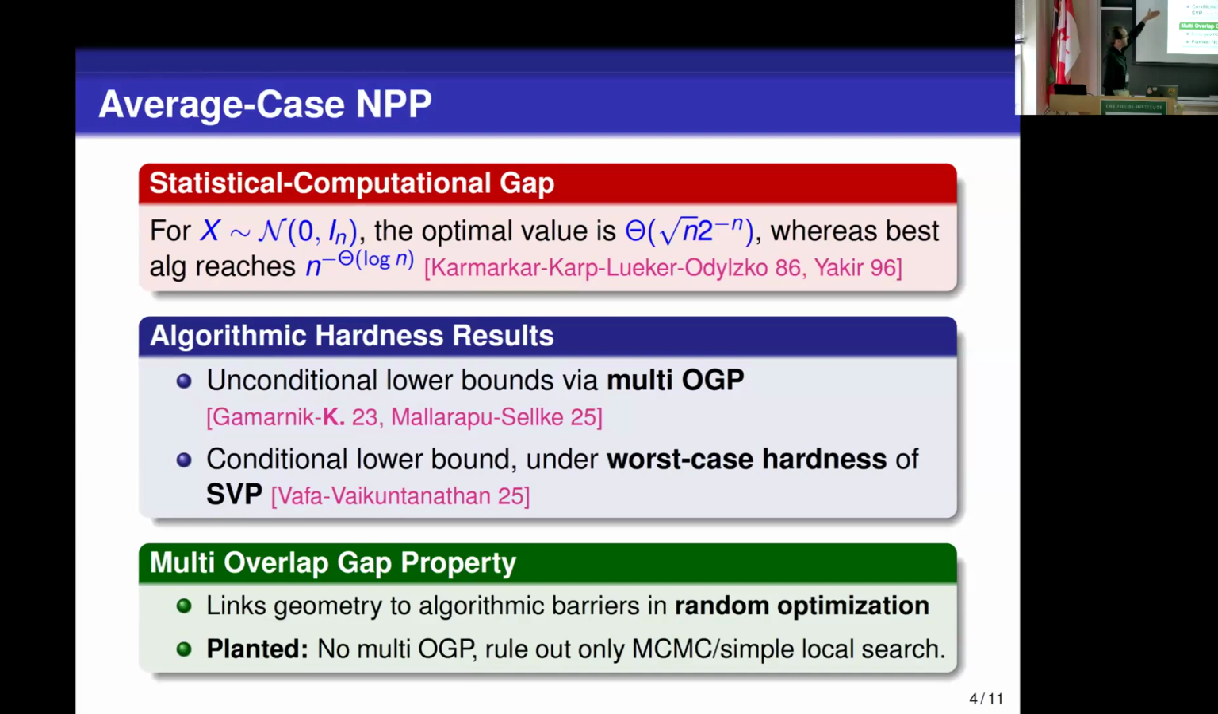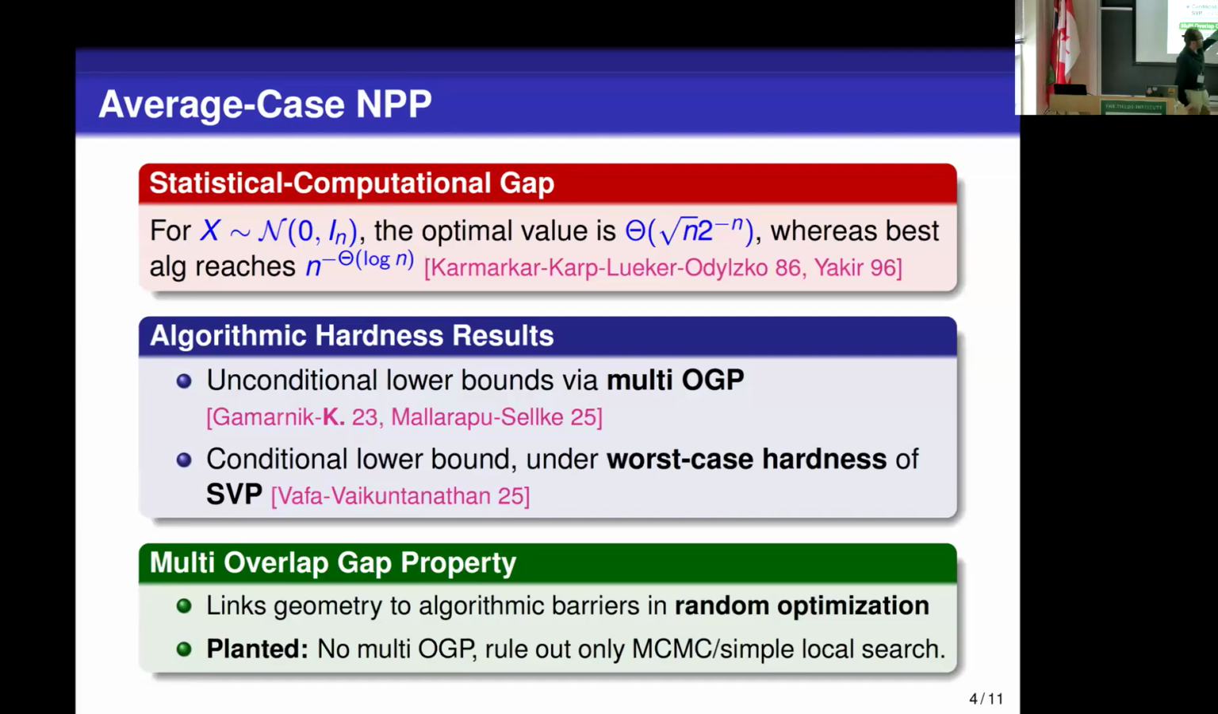A couple of relatively recent hardness results: even though this is an old model, the results are actually quite new. David Gamarnik and myself, as well as Rushil Mallarapu and Mark Sellke, all gave some unconditional lower bounds using multi-OGP. There is also a very nice recent paper by Vafa and Vaikuntanathan, where, assuming worst case hardness of the shortest vector problem, they give quite sharp lower bounds as well.